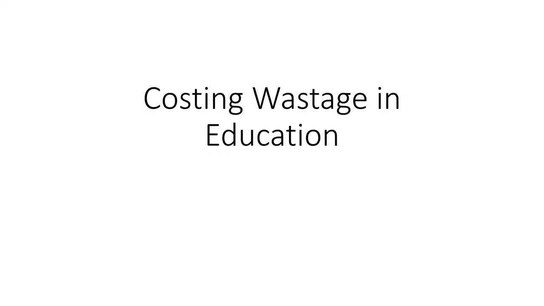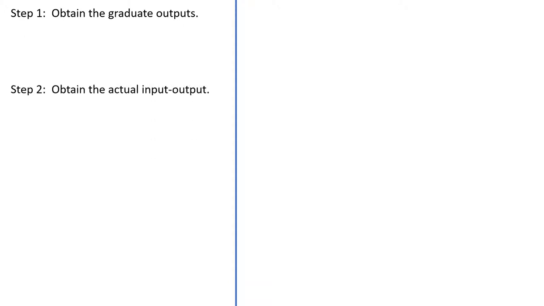This video will take you through how you cost wastage in education. There are different methods you could use in costing wastage. Step 1, obtain the graduate outputs. We have seen that in the last video we just watched, when we were looking at internal efficiency. You obtain the graduate output.